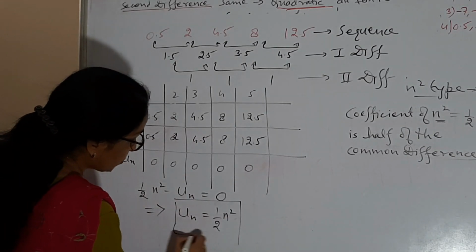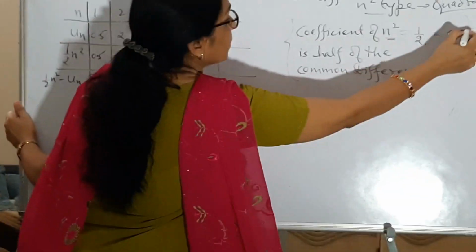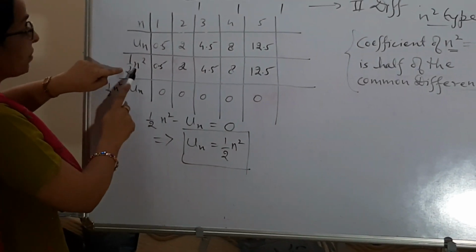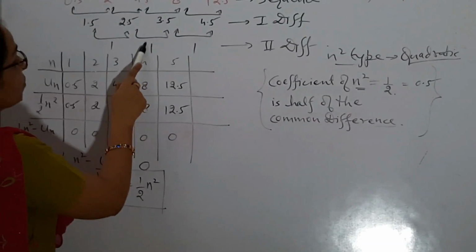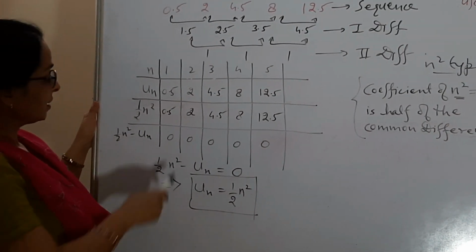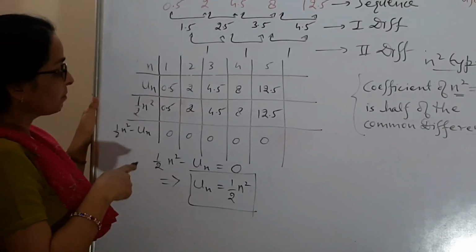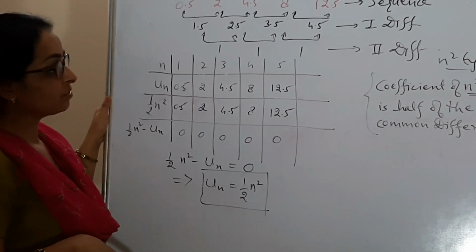So I just took this example to make this thing very clear, that the multiples of n square should be taken like this. Coefficient should be half of whatever second difference we get. Please remember this thing, and then the rest things are same only. This method is much easier than the earlier one which you saw in my second video.